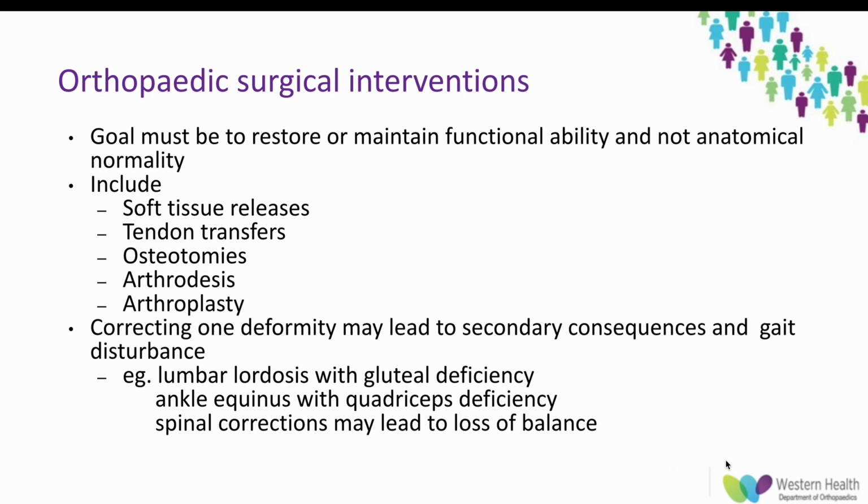A key thing to note here is that by correcting one deformity, you may cause a secondary consequence that could have a gait disturbance. So, for example, if you correct a lumbar lordosis, it may be crucial in the patient with a gluteal deficiency in order to extend their hip. In the patient with ankle equinus, it can be really important to allow knee recurvatum and, as I said earlier, to allow the line of gravity to run in front of the knee in the patient that has a quadriceps deficiency. And the spinal corrections can lead to loss of balance and can change the patient's ability to sit.